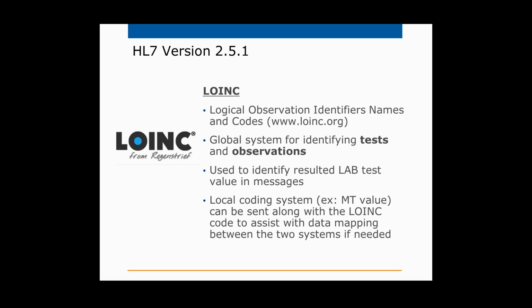So LOINC codes, you're going to see this with the lab system mainly. We use this to identify the lab tests within the messages. As you look at each lab result, the tests that are in that lab result, you're going to see the LOINC codes used there to specify downstream what these lab items are. One nice thing about LOINC codes is that the spec, 2.5.1, allows the local coding system, so in this case Meditech, the local coding system's identifier or identifiers for each lab test can be sent along with the LOINC code to assist with data mapping.